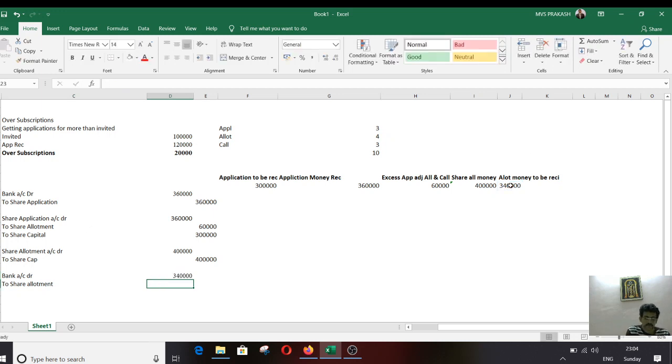3,40,000 is the money which you are receiving. The last two entries will be the same, there is no change. Share first call account will be debited to share capital account.